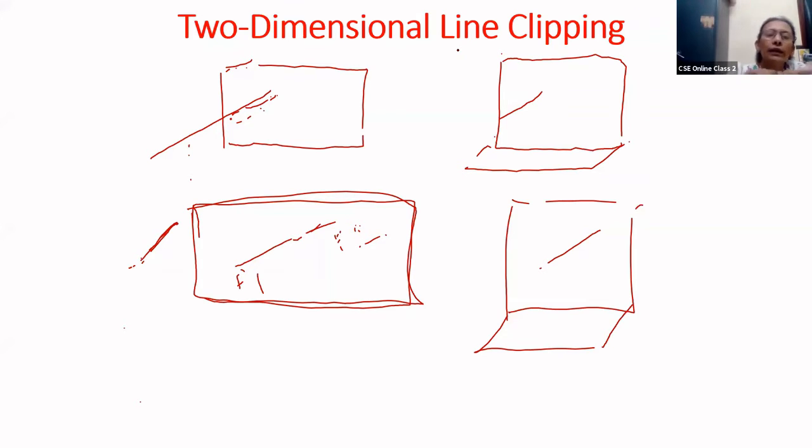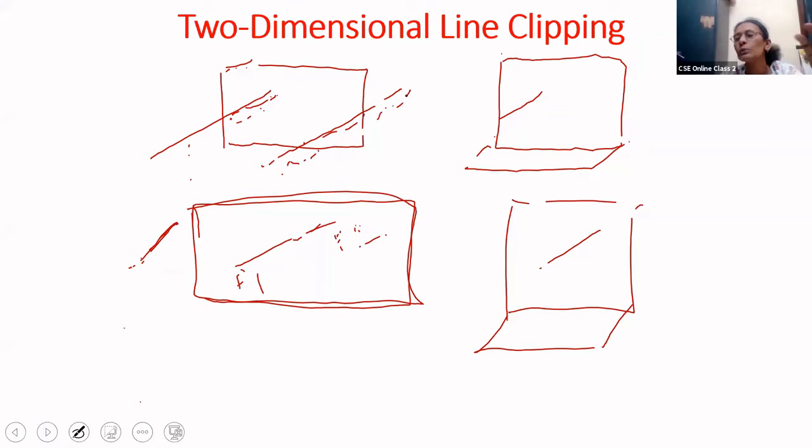Now, say I take a fourth example, I have another line like this. Now, what about this line? Again here, this part of the line is outside the clipping window. And again, this part is inside and this part is outside.